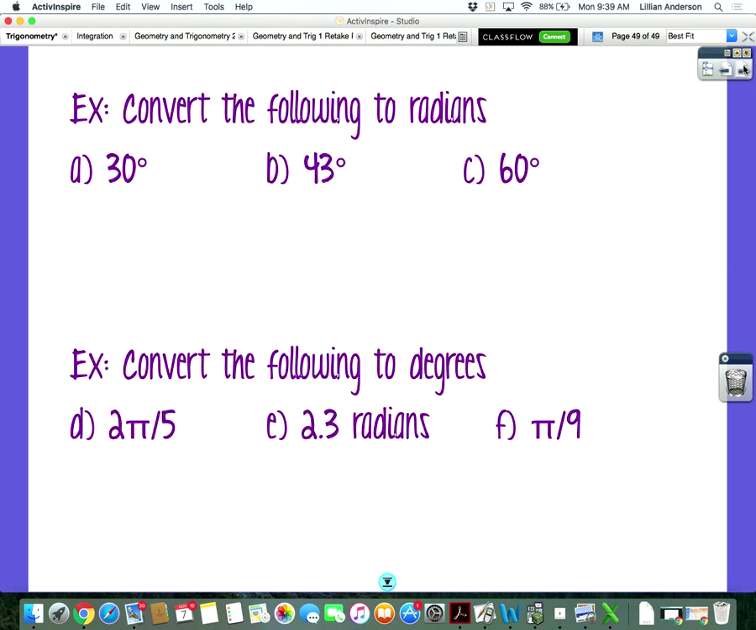So all I want you guys to do is practice just with conversions. I want you to convert the following to radians, and then at the bottom convert the following to degrees. And I'll check back in on you in just a second.